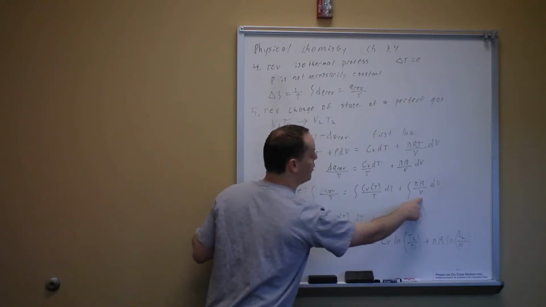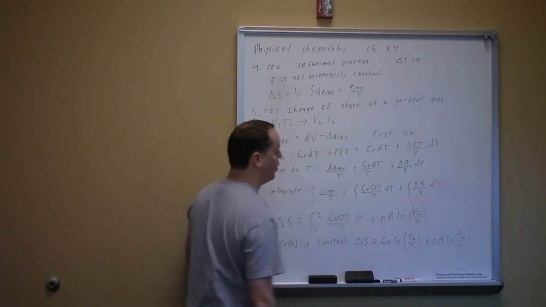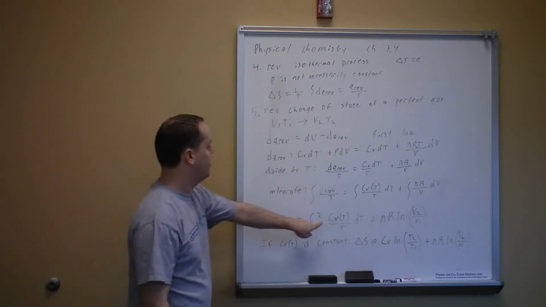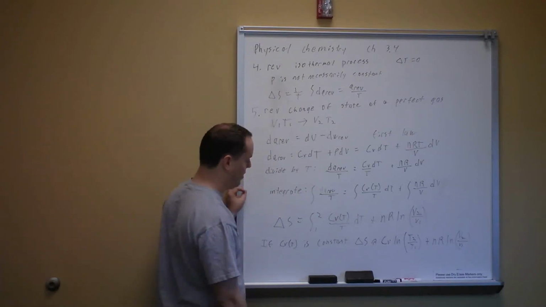And the integral of 1 over V dV is just the natural log of V. So we've got volume 2 over volume 1. Now that's our final answer if CV does change with temperature. If CV is constant, then we can simplify this some more.